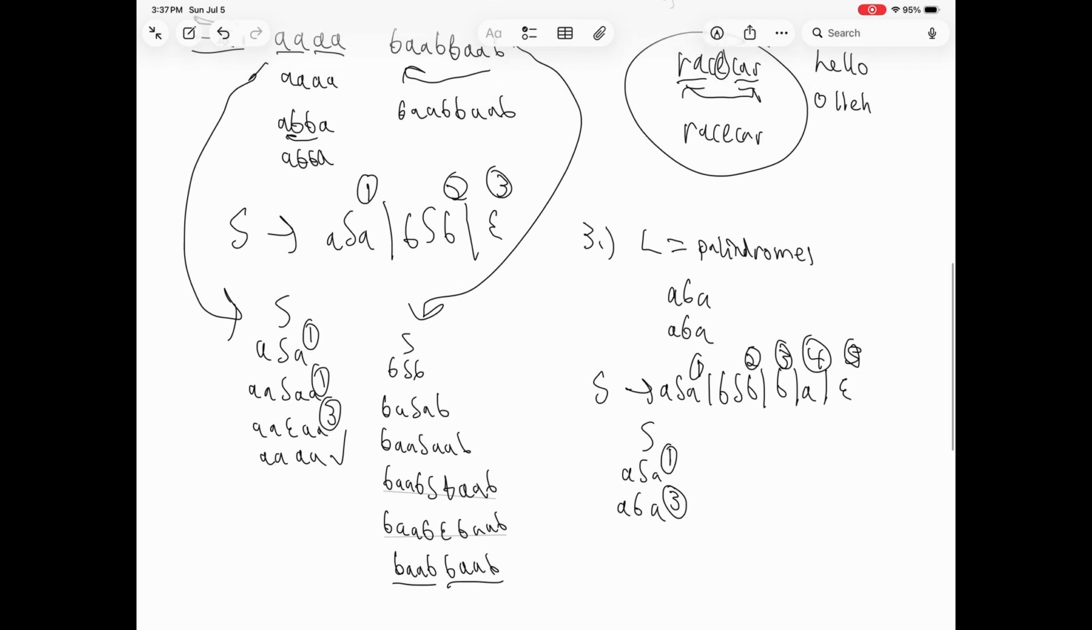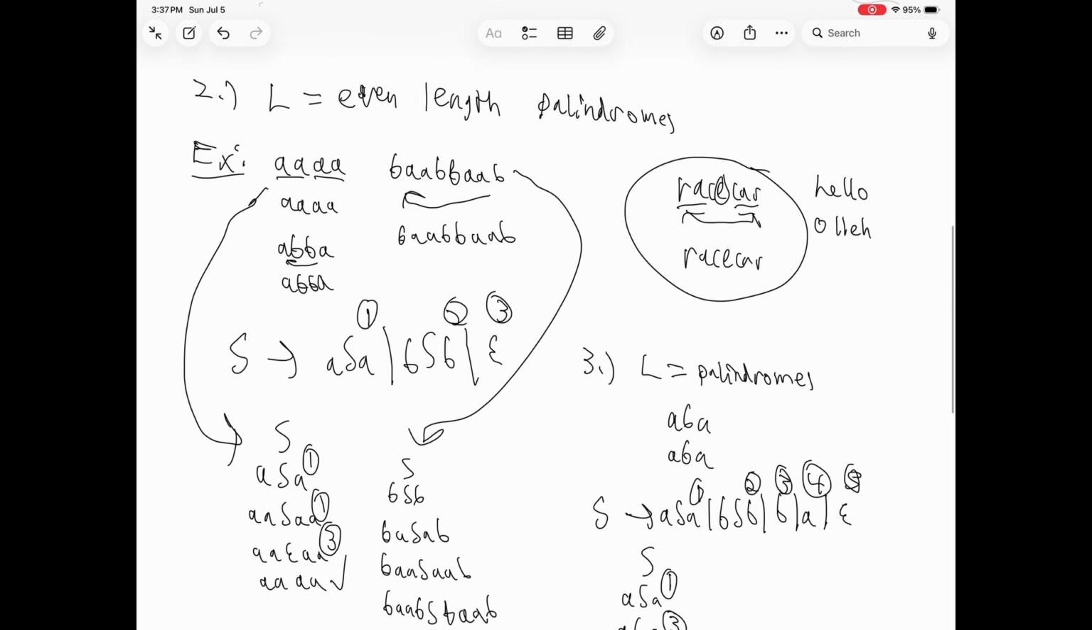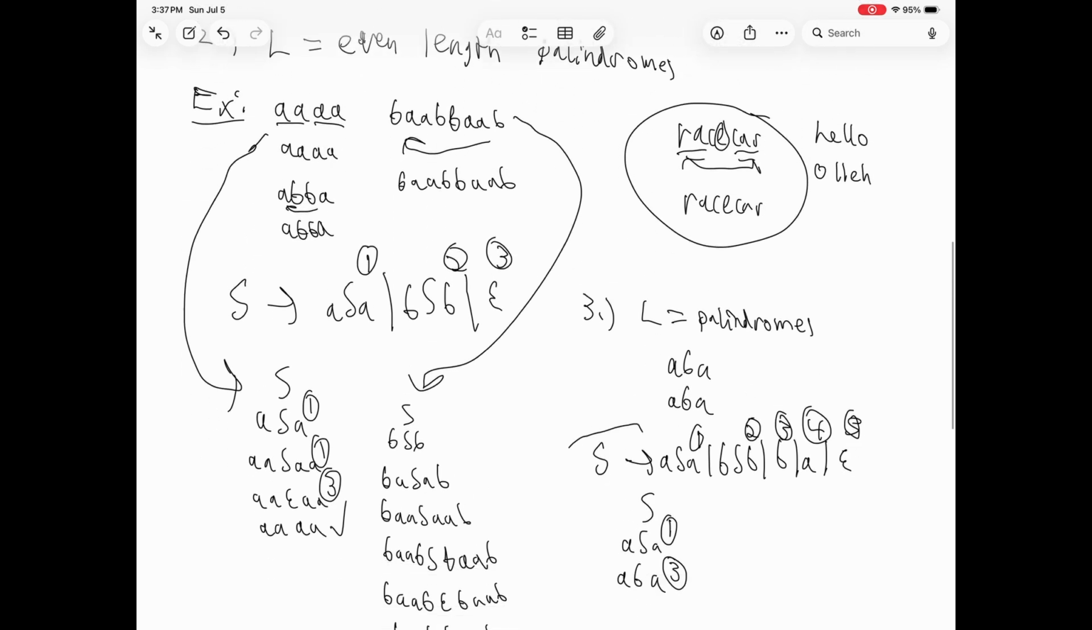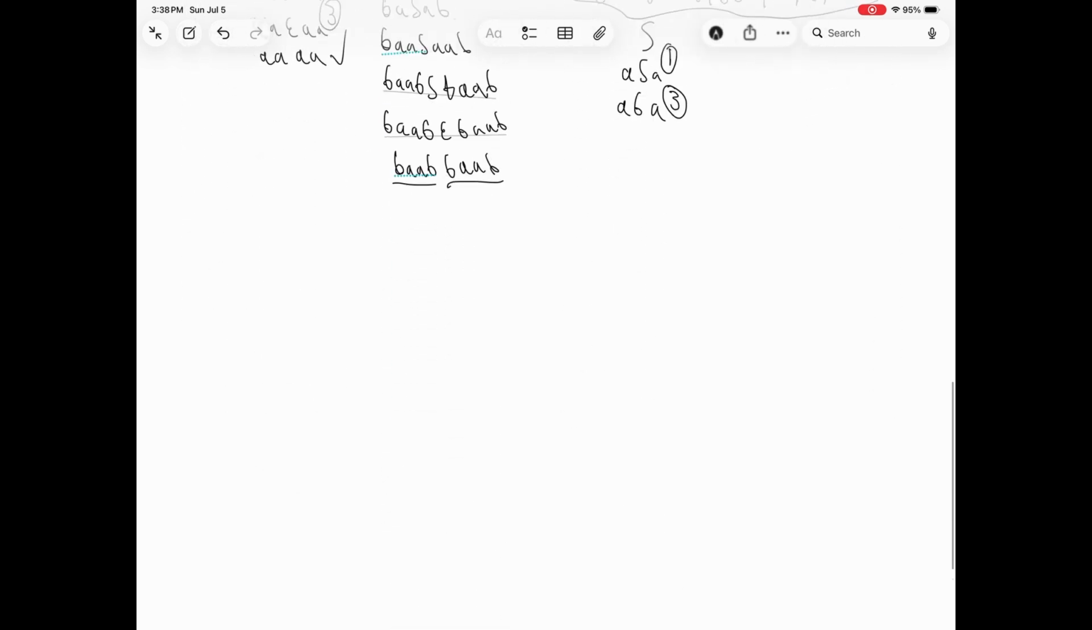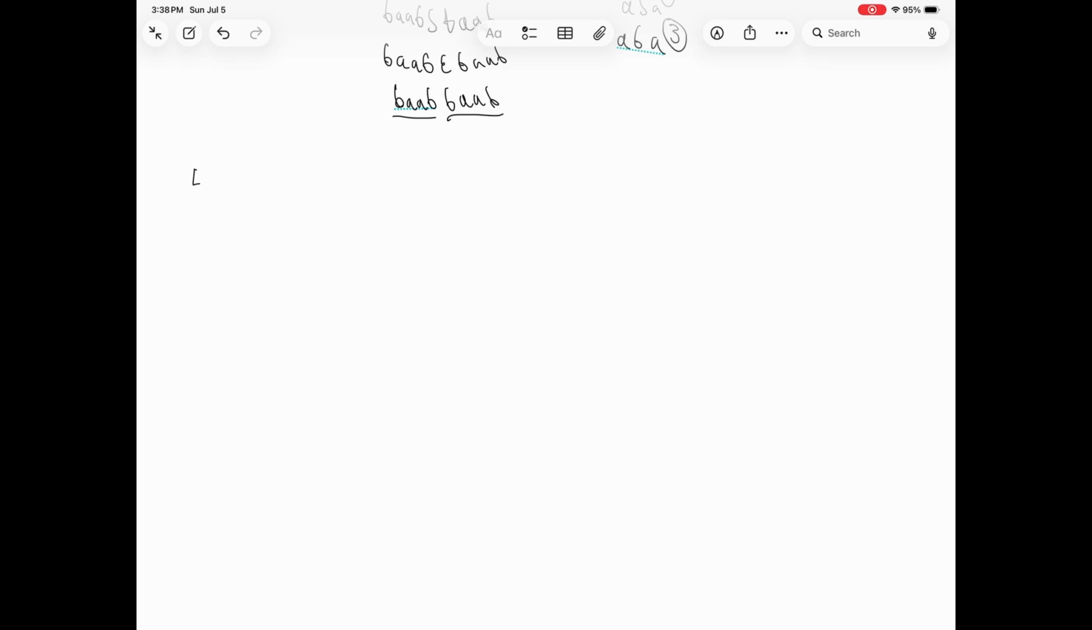But yeah, that is the language of palindromes and the language of even length palindromes. And I will just box them in for clarity. Or I said box them in and I drew a circle. Oh well. All right. Number 4 is going to be the language of balanced parentheses.